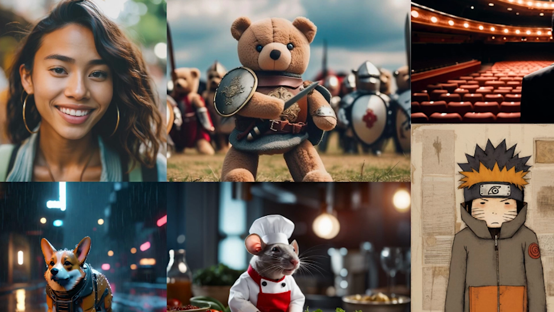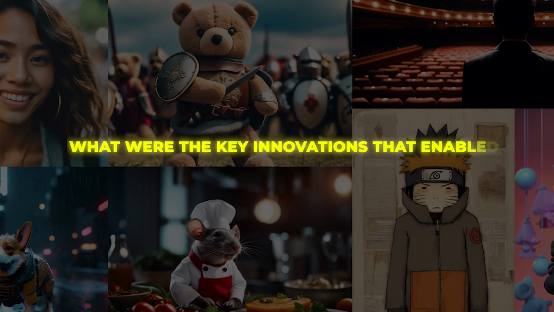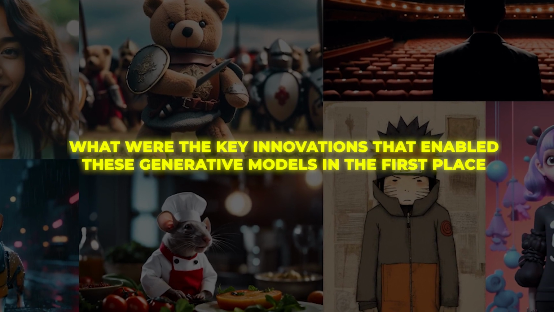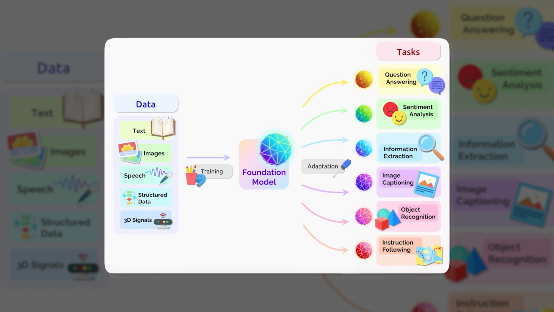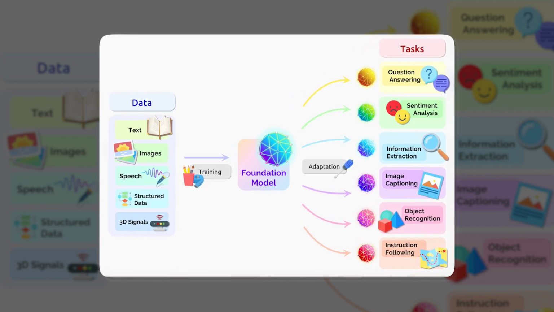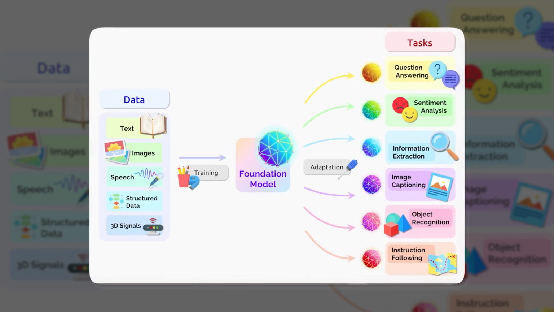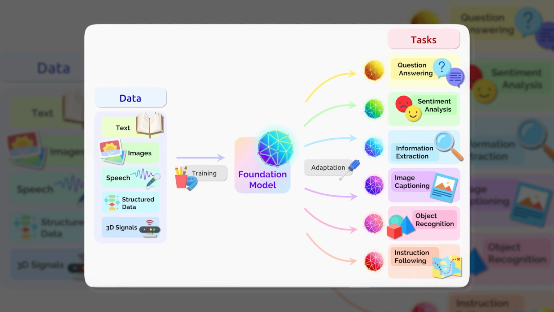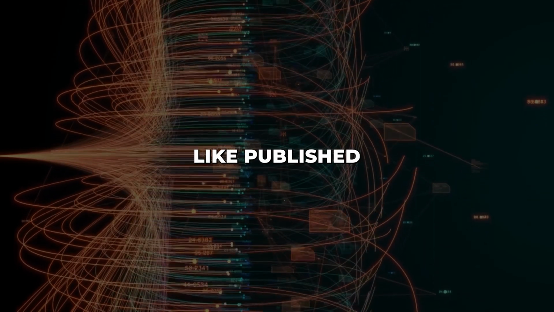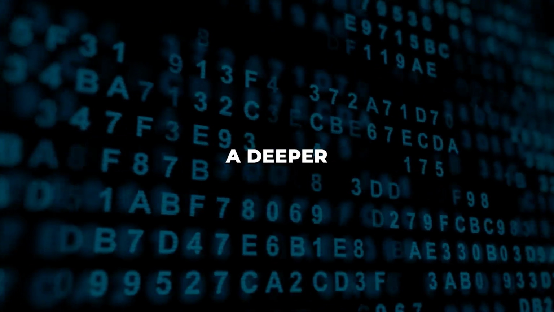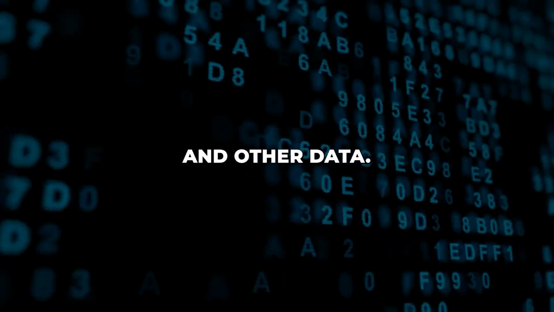And now, coming back to topic, these were some pros and cons to think about when it comes to generative AI. But what were the key innovations that enabled these generative models in the first place? The transformer architecture, introduced around 2017, was truly a game changer. Unlike previous neural networks, transformers process data in parallel across massive datasets using attention mechanisms. This allowed much larger scale training of models on billions of data points, like published books and web content, and gaining a deeper understanding of patterns and relationships in language, images, video, and other data.